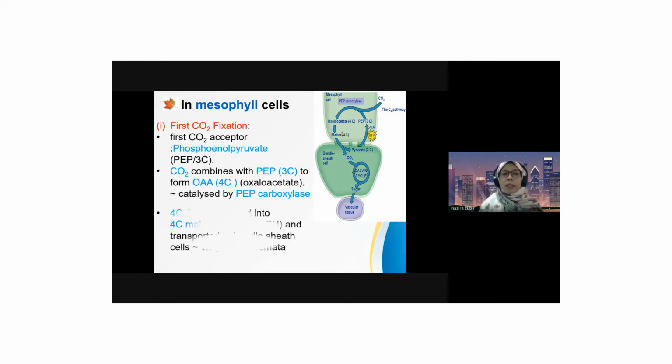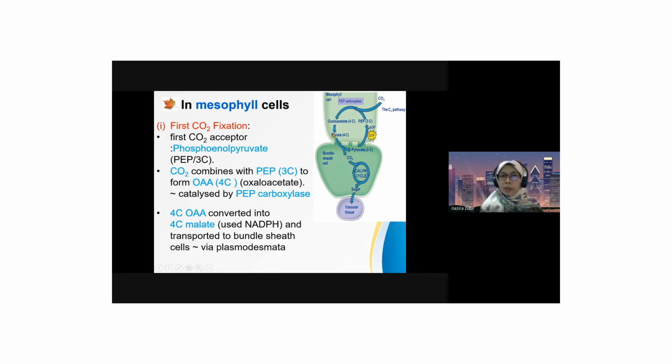Okay, then the 4 carbon OAA or oxaloacetate will be converted to another 4 carbon compound, which is malate. This conversion of OAA into malate uses a reducing agent, which is NADPH. Okay, so OAA to malate uses NADPH, which is gathered from the light reactions or light-dependent reactions. And then it is transported to the bundle sheath cell.